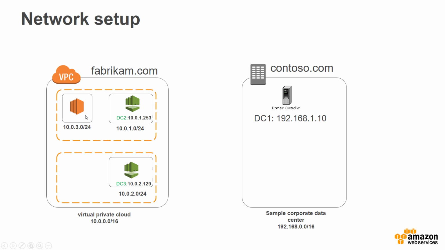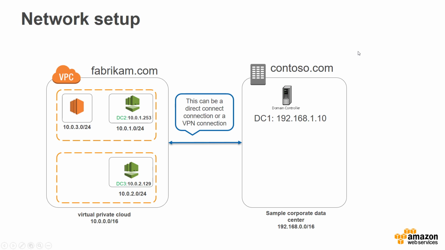What I'm going to do is to domain join this EC2 instance into the fabricam.com domain, which is kept in these two domain controllers. These two domain controllers are designed in a highly available fashion, so that if one fails, the other is available. Of course, before we create trust between fabricam.com and contoso.com, we need to have network traffic flowing between these two networks.